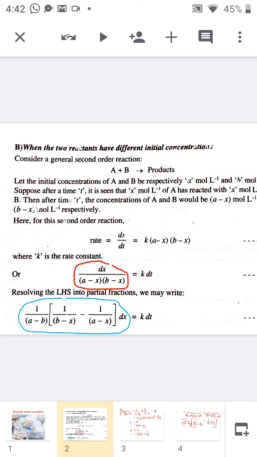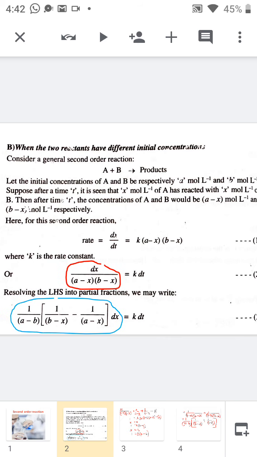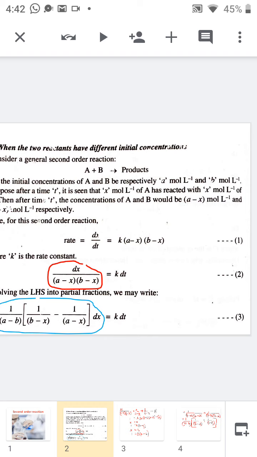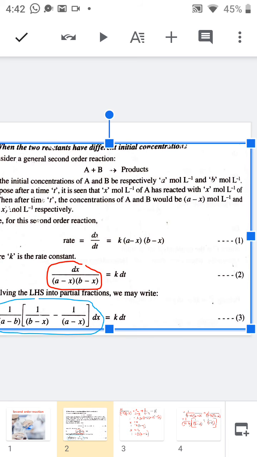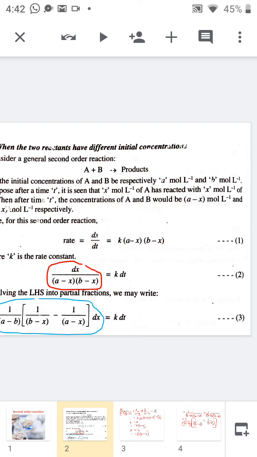So after a particular interval of time, the concentration of A is reduced to a minus x and the concentration of B is reduced to b minus x. So how will we write the rate expression? The rate expression is equal to dx by dt, that is the change in concentration of both A and B divided by dt. This represents the instantaneous rate, which is equal to k, the rate constant, into the concentration of A, here a minus x, and the concentration of B, here b minus x. So equation number 1 is the rate expression.